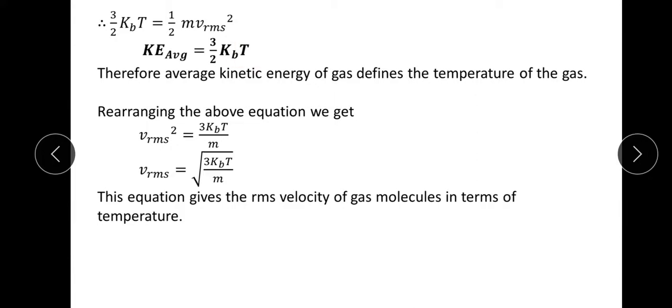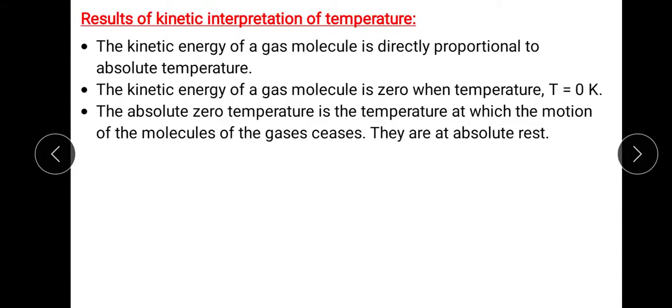Now, if we rearrange this equation, we can have an equation for RMS velocity in terms of temperature. So Vrms square is equal to 3 kT by m. You just cancel this 2 and 2 and take this m towards this side, and Vrms square becomes 3 kT by m, or Vrms is equal to root of 3 kT by m. So this gives us the equation for RMS velocity in terms of temperature. Fine.